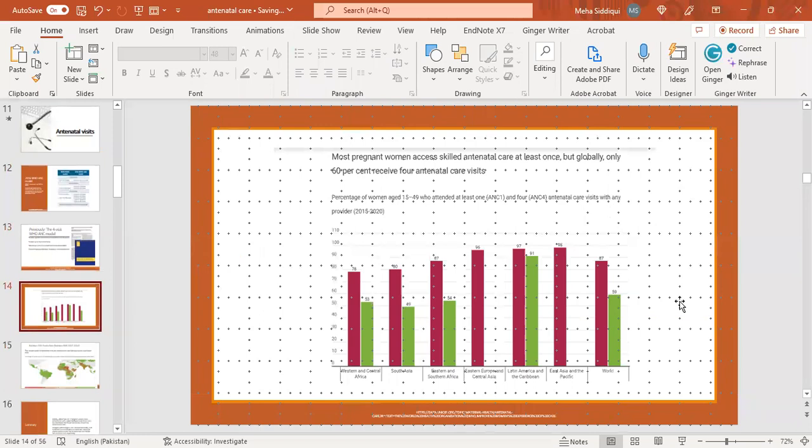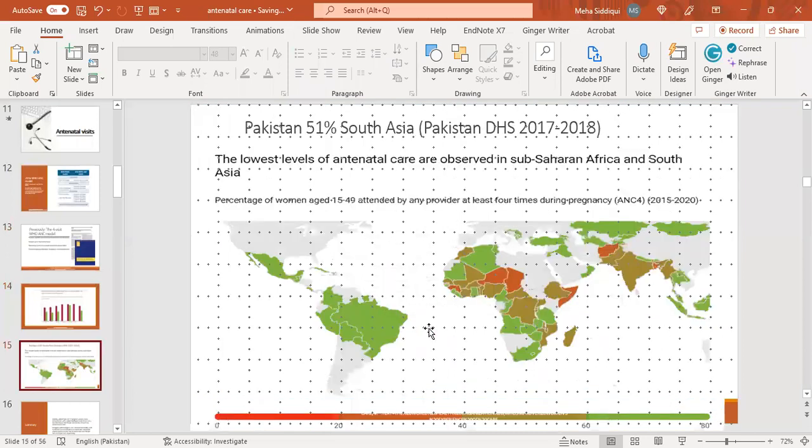Now, most pregnant women access skilled antenatal care at least once, but globally only 60% receive 4 antenatal care visits. So these are the percentages of women aged 15 to 49 who attend at least one, that is ANC 1, and 4 antenatal care visits with any of their providers. These are the percentages in different regions of the world.